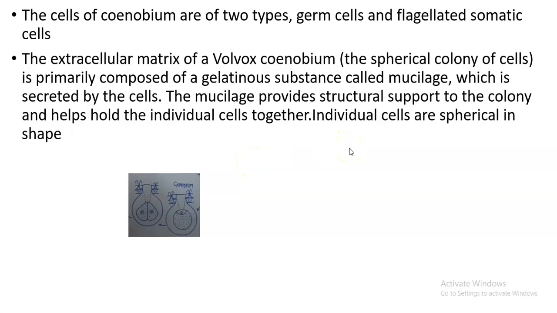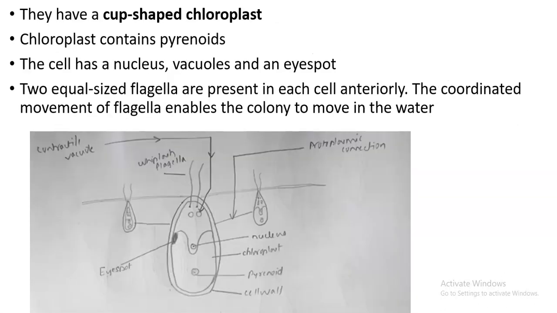Individual cells are spherical in shape. Then they have cup-shaped chloroplast.